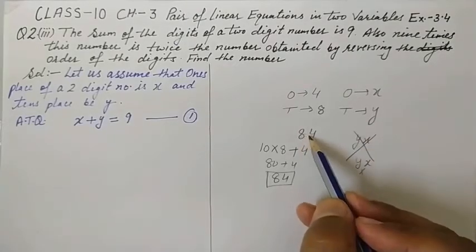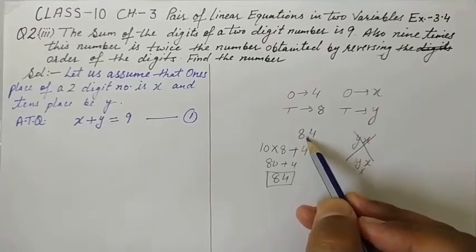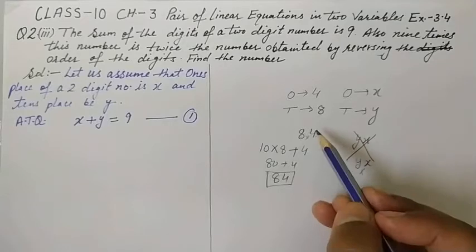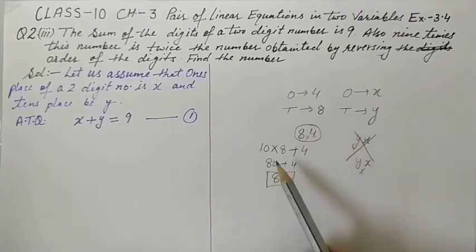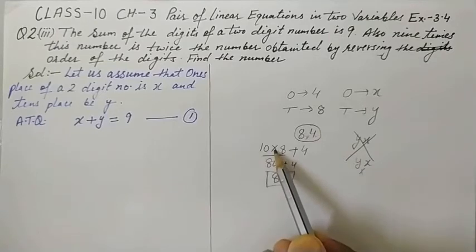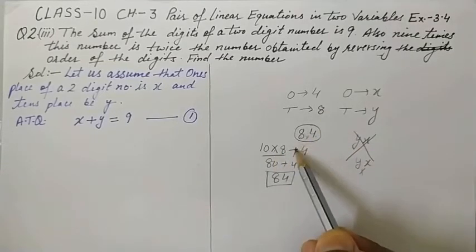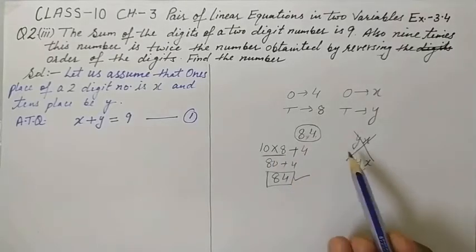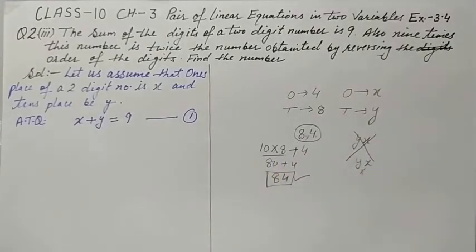It doesn't mean that 84 is equal to 8 into 4. So we will not write it this way. So how is this number formed? This number is formed by this formula, that is 10 into tens place plus ones place. Then it becomes 84. So we will apply this formula here.